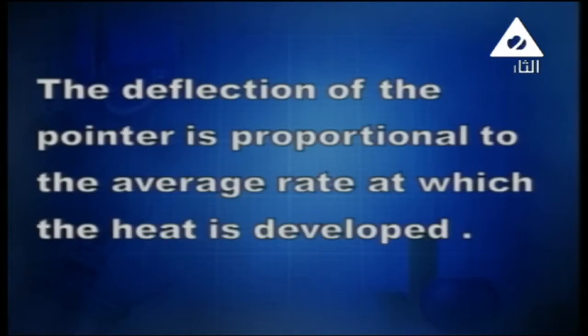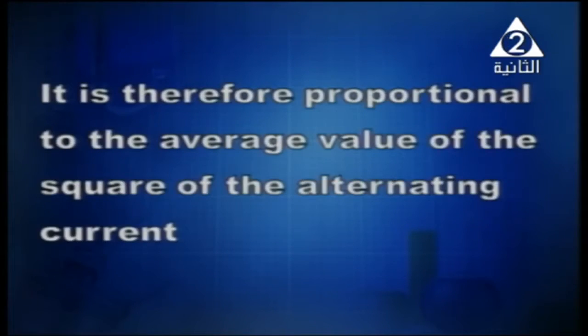The deflection of the pointer, this is very important, is proportional to the average rate at which the heat is developed. It is therefore proportional to the average value of the square of the alternating current. Heat is given from the expression I squared times R.